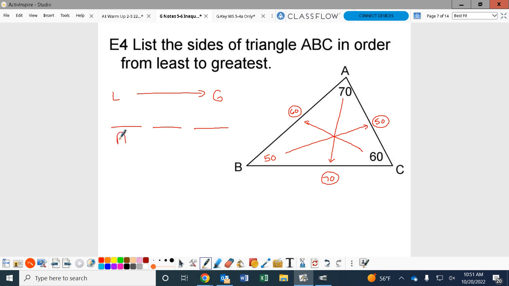AC is how you name a segment, by 2 letters. This is AC. It's got a 50 next to it. Okay? What segment is the next biggest? AB. And then finally, the last one, the biggest one?